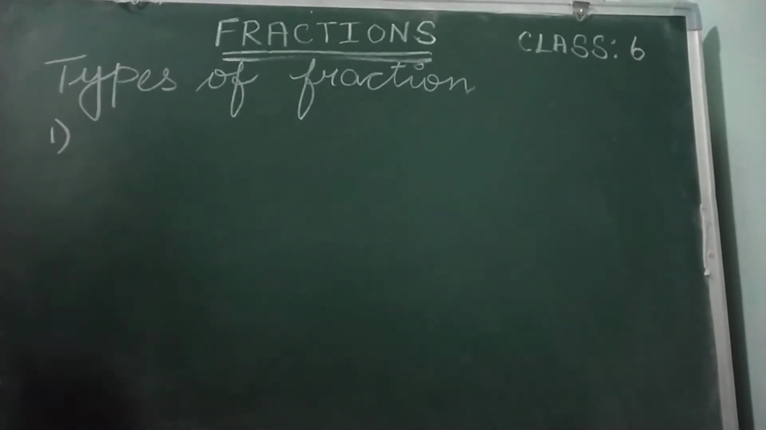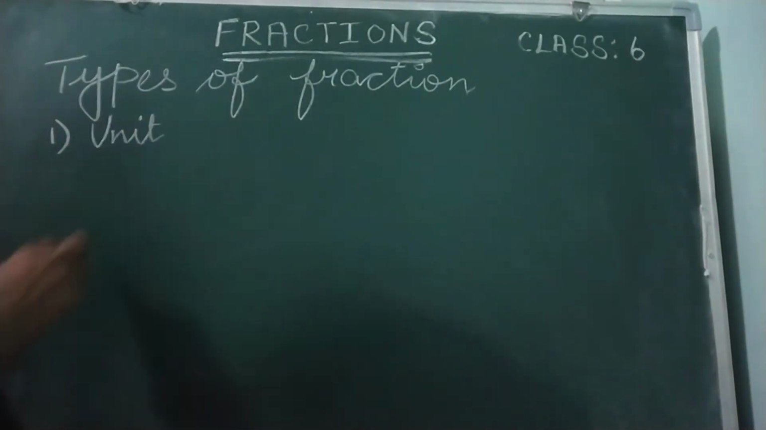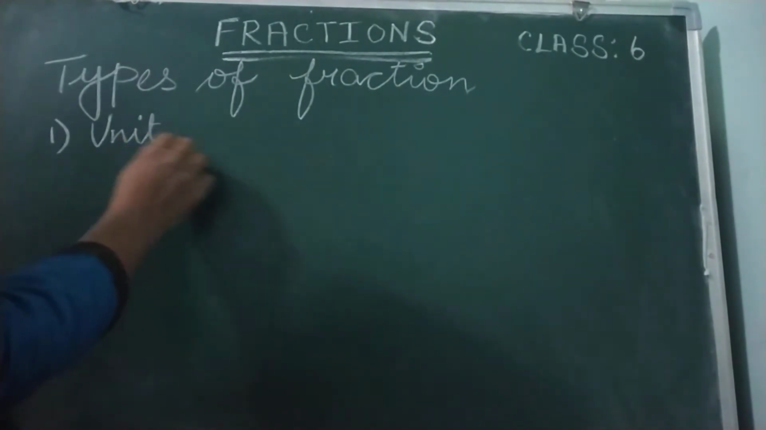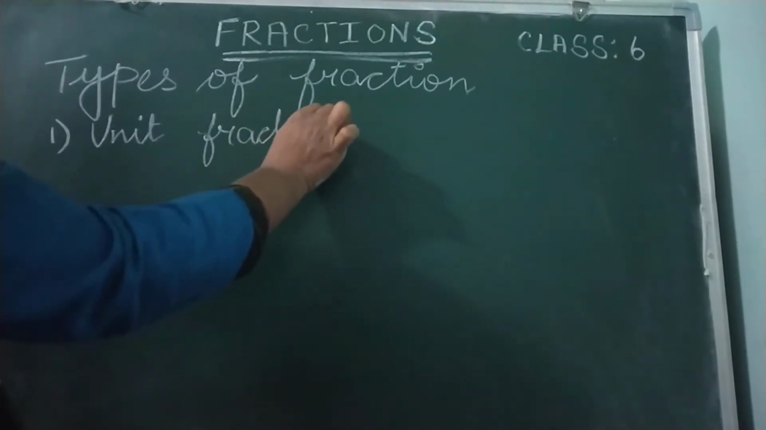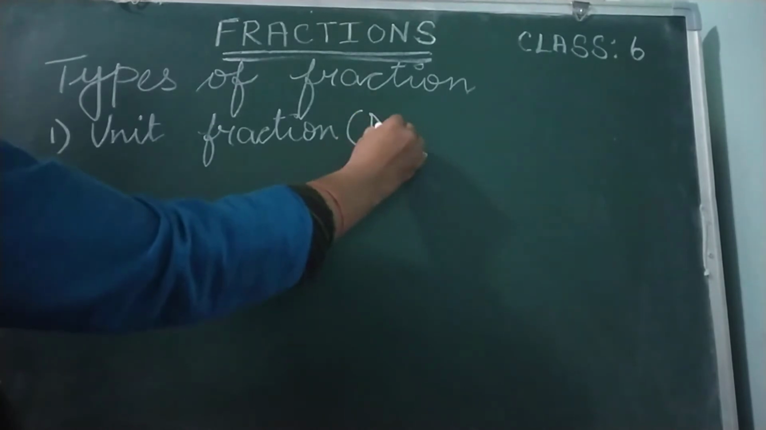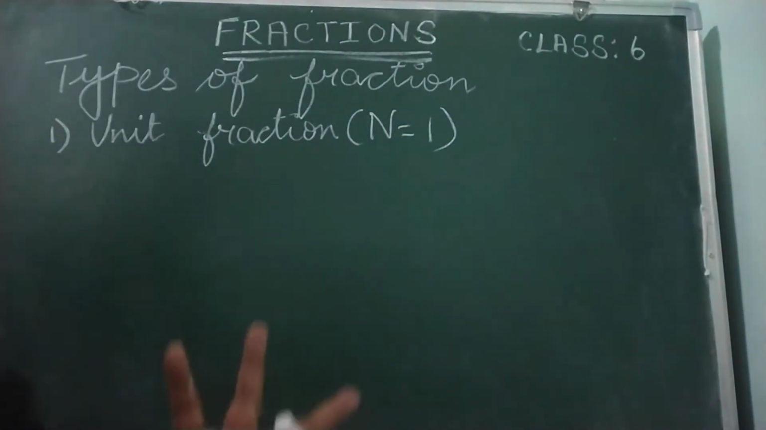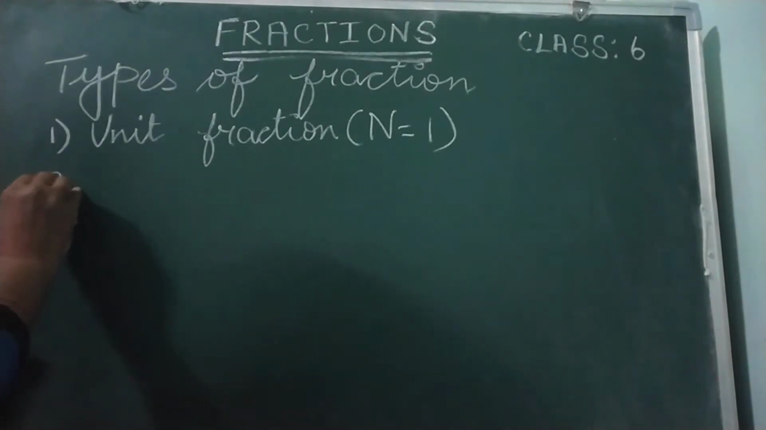Types of fraction. Let's see types of fraction. The first one is unit fraction. From this question only you all understood what is the meaning of unit, right? Unit means 1. Correct? Unit fraction. This you can remember like this. In unit fraction, the numerator is always 1 and the denominator may be any number. That's a unit fraction.